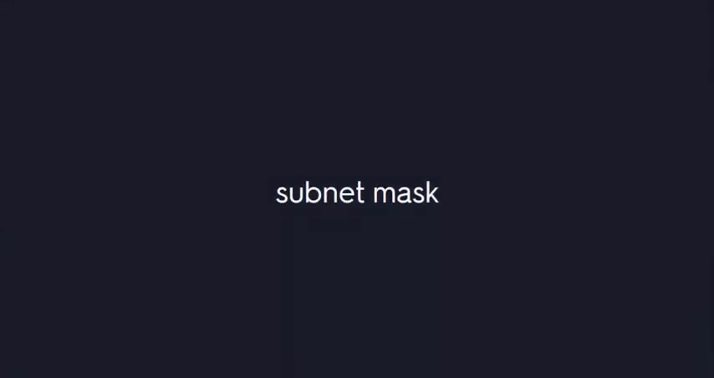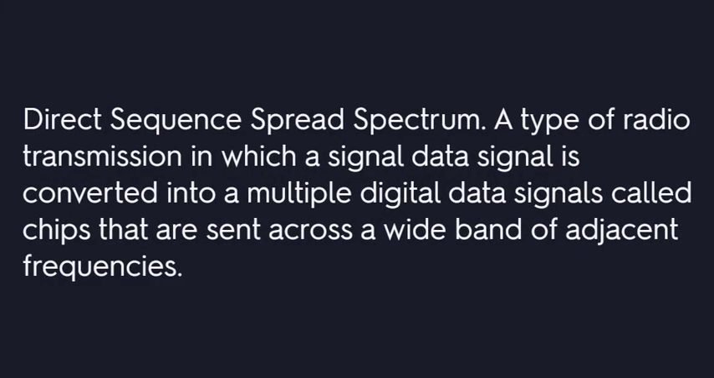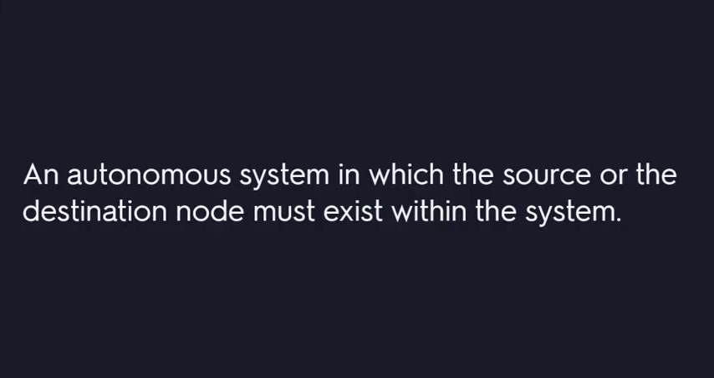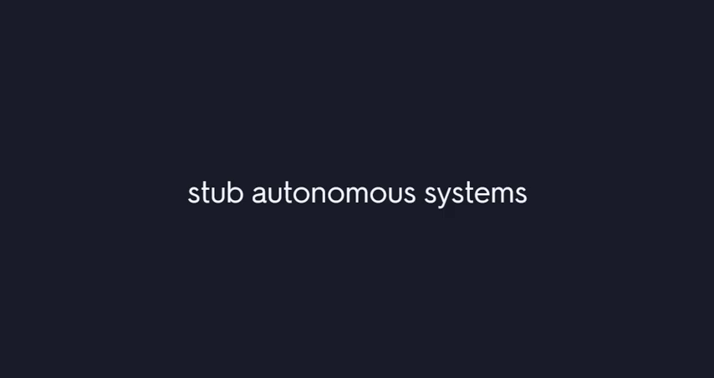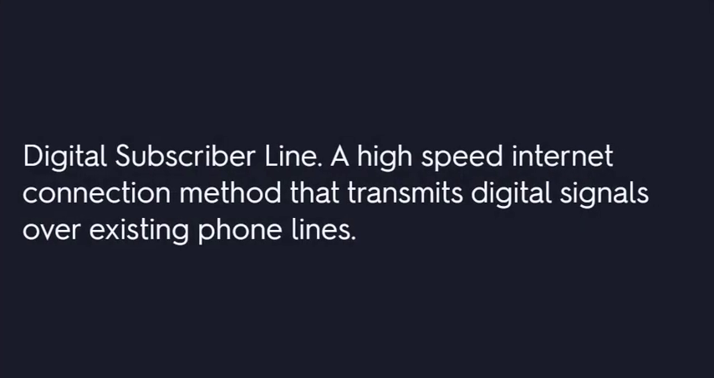Subnet mask. Direct sequence spread spectrum, a type of radio transmission in which a signal-data-signal is converted into multiple digital data signals called chips that are sent across a wide band of adjacent frequencies. DSSS. An autonomous system in which the source or the destination node must exist within the system. Stub autonomous systems. Digital subscriber line, a high-speed internet connection method that transmits digital signals over existing phone lines.